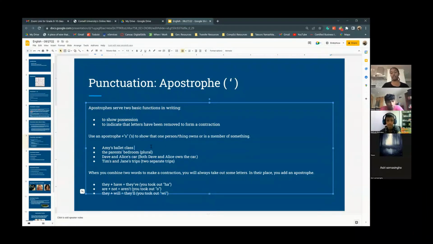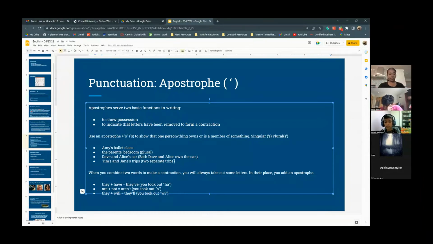So Amy is a singular person, so we can use apostrophe S. But since parents are multiple people, it would be parents with an apostrophe at the end. Okay. So if it's a singular word, then we just use apostrophe S. And then we can also use the plural, which is the S followed by the apostrophe.